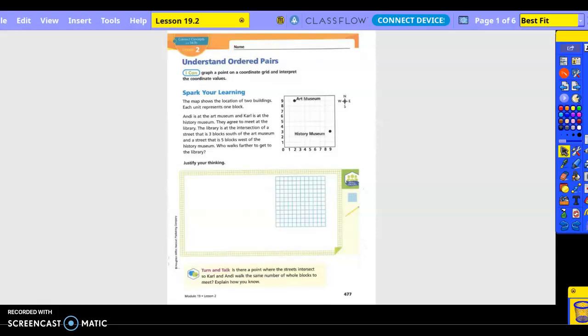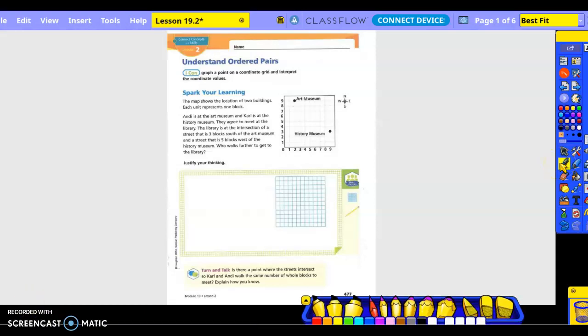Okay, up here. So it says that the library is at the intersection of the street that is 3 blocks south. So 3 blocks south of the art museum. So we're going to come down 1, 2, 3, right? Okay, but is that where I'm putting my dot? No. Okay, and then where else? In 5 blocks west of the history museum. So 1, 2, 3, 4, 5.